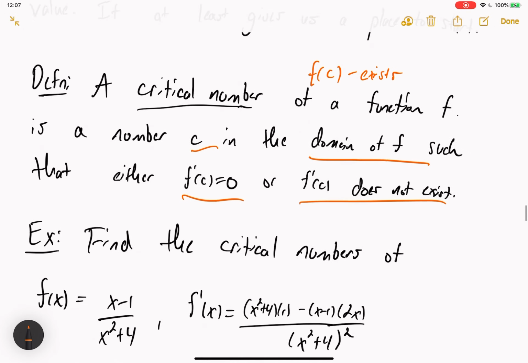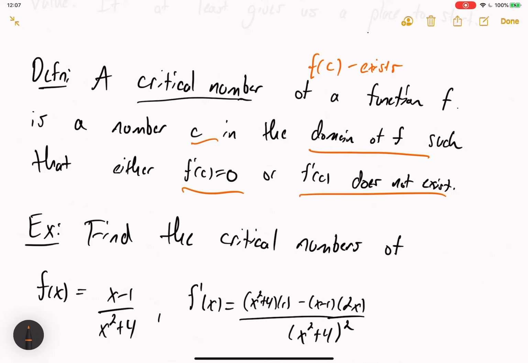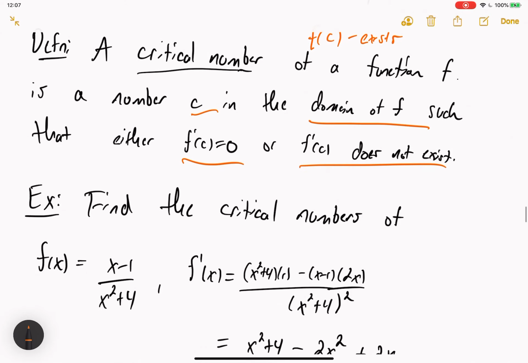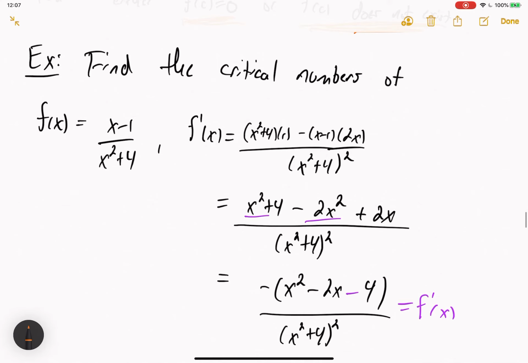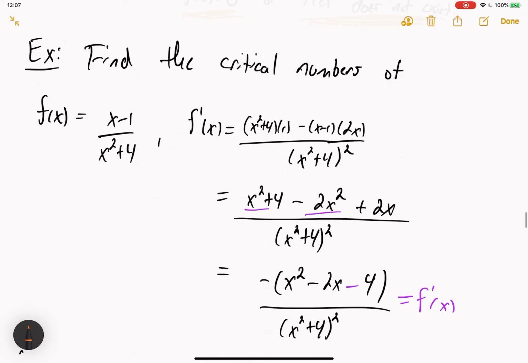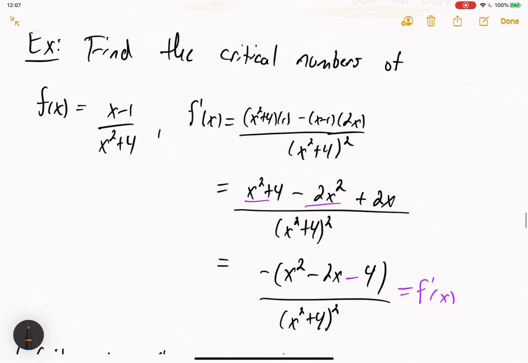So let's just do an example. Remember that a critical number c is going to be when the derivative is equal to 0 or the derivative does not exist. Let's do an example real quick. Let's find the critical numbers of f of x equals x minus 1 divided by x squared plus 4.